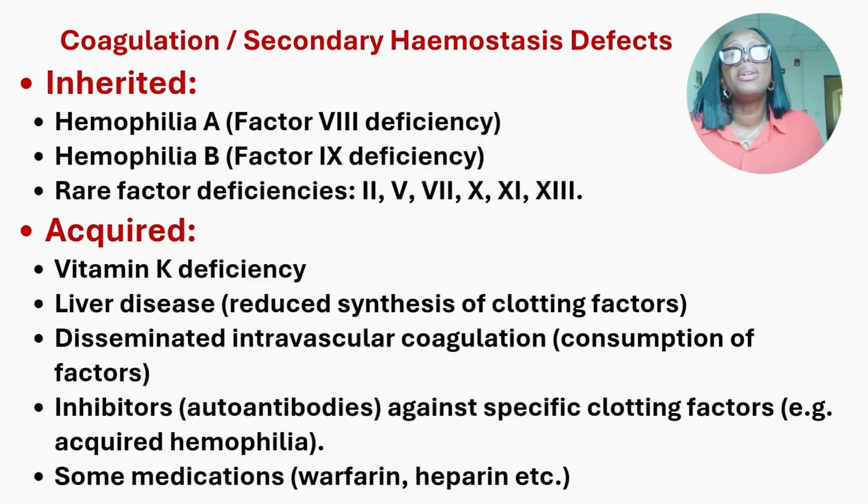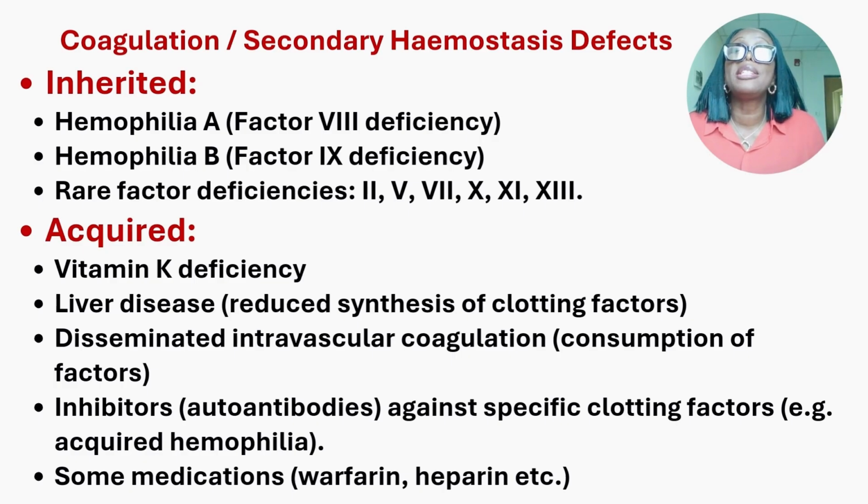And then we have the acquired ones, just like we discussed when we were talking about platelet disorders. The acquired one has to do with vitamin K deficiency. Remember, there are factors that are vitamin K dependent: factor 2, factor 7, factor 9, and factor 10. So when an individual lacks vitamin K, he or she will not be able to produce these factors. And what happens in extension, the person will develop a bleeding disorder that has to do with deficiency of those factors that are dependent on vitamin K.